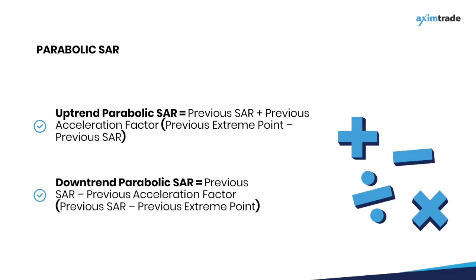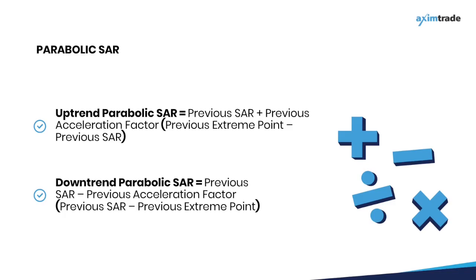For uptrend Parabolic SAR, it is the SAR value for the previous period minus the previous acceleration factor, and the acceleration factor is multiplied by the difference between the extreme point and the previous period's SAR. For downtrend Parabolic SAR, it is the SAR value for the previous period plus the previous acceleration factor, and the acceleration factor is multiplied by the difference between the previous period's SAR and the extreme point.